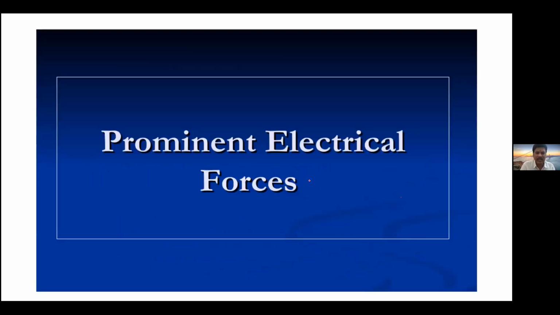The second thing is prominent electrical forces. So you know the third way to differentiate acute MI when there is a wide QRS complex: ST elevation more than 5 millimeters, on the same side of the QRS complex, either elevation or depression, you call it an acute MI. How do you differentiate between an ST elevation MI and electrical forces?